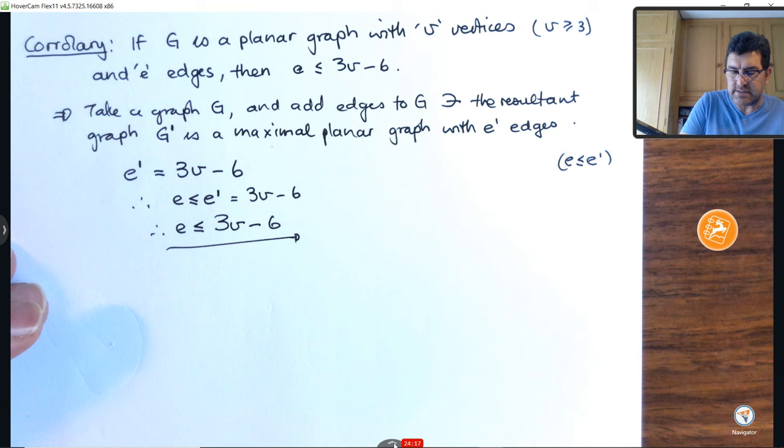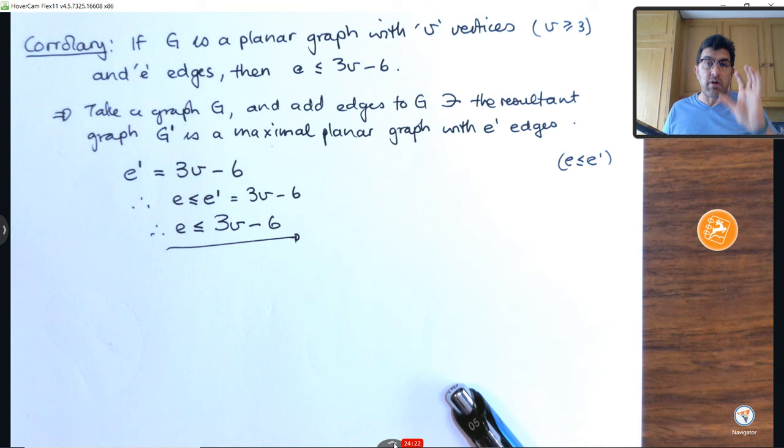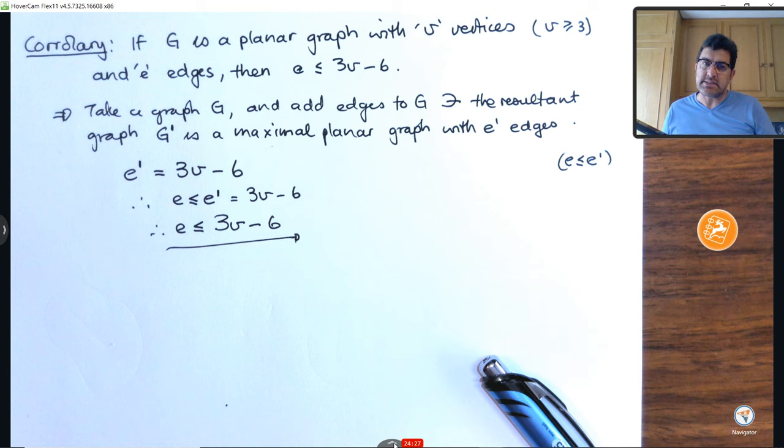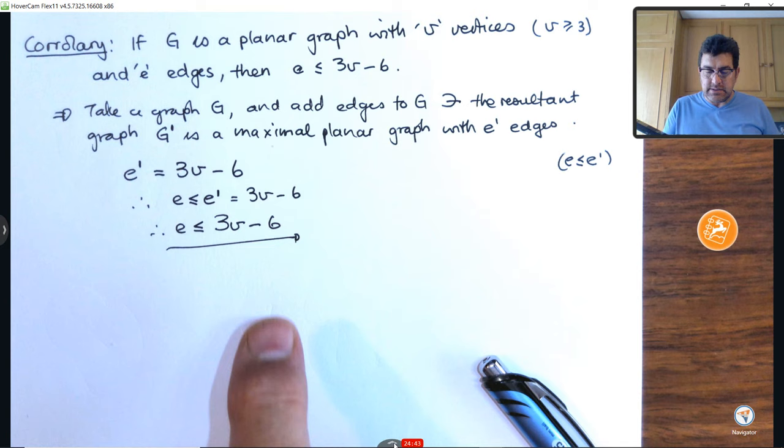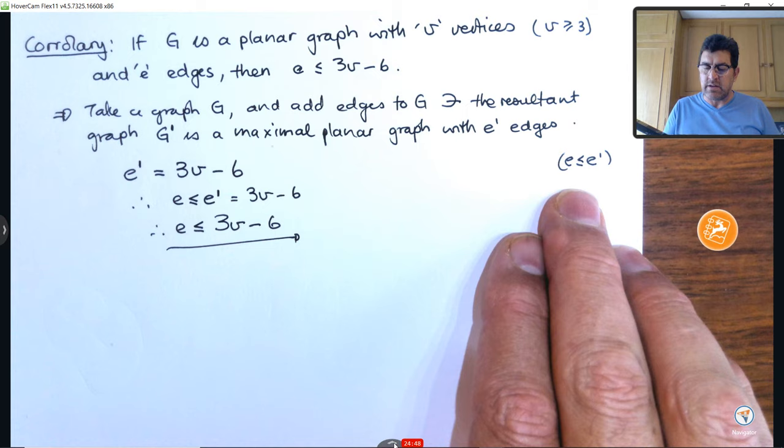So we're saying, if it was a maximal planar graph, the number of edges will be 3 times the number of vertices minus 6. If we only have a planar graph, then we're putting an upper boundary on that. The number of edges will be less than or equal to 3 times the number of vertices minus 6. So it's the previous formula, and we just bring that condition into it.